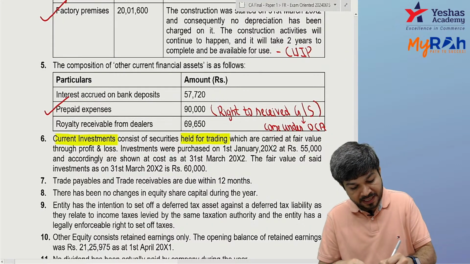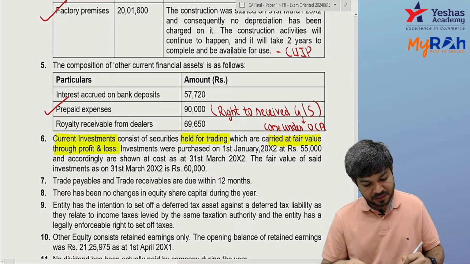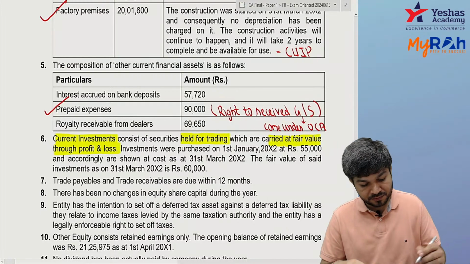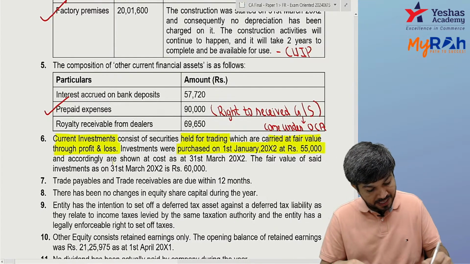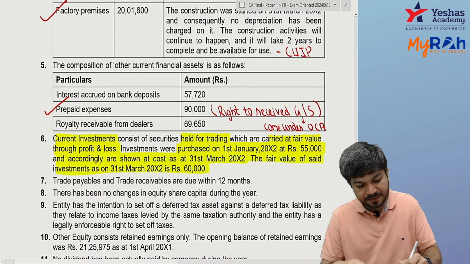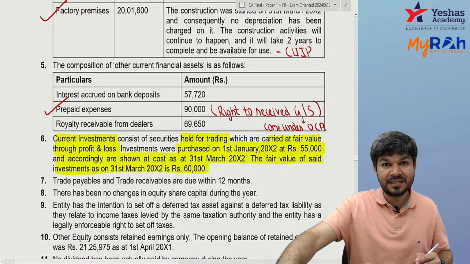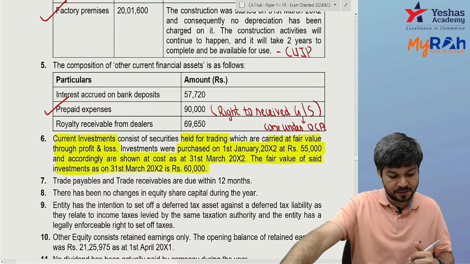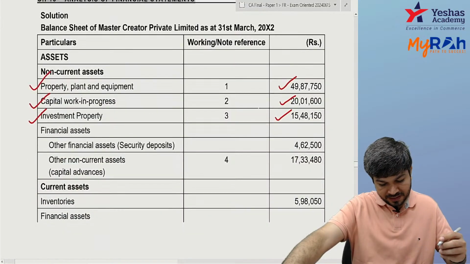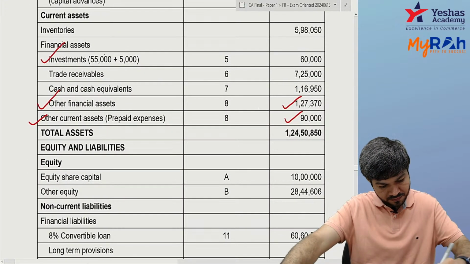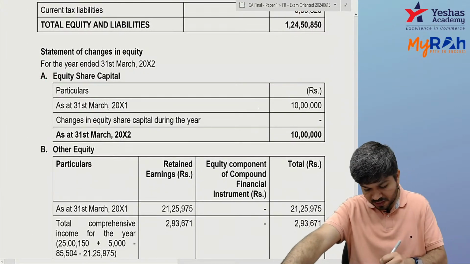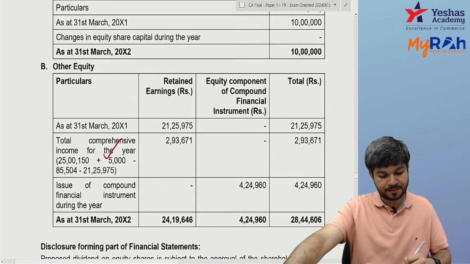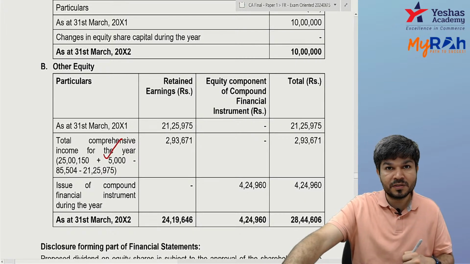Okay, current investments. I have some current investments which are held for trading. If they are held for trading, they should be carried at FVTPL. Purchased at 55,000, and they are at cost in your books. The fair value is 60, so make it 65,000, that goes up. Opposite side profit goes up, other equity. So 5,000 will go up. Ye raha, check karo, ye 5,000 went up. Other equity mein 5,000 added.